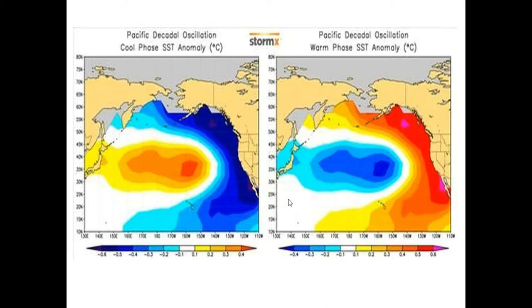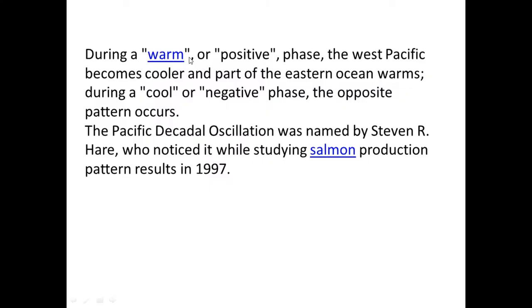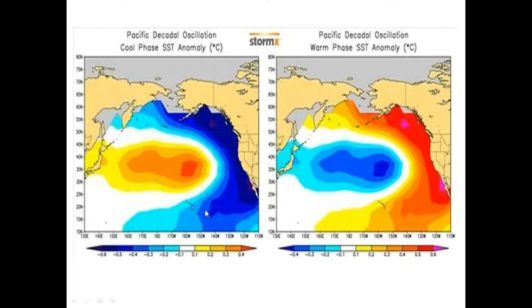Okay, here's the PDO. This is the cool phase. Cool is negative, warm is positive. So this is negative, and this is positive. You see how the temperature regimes are literally mirror images of each other. They flip. It's warm running down the coast of North America during the warm phase.